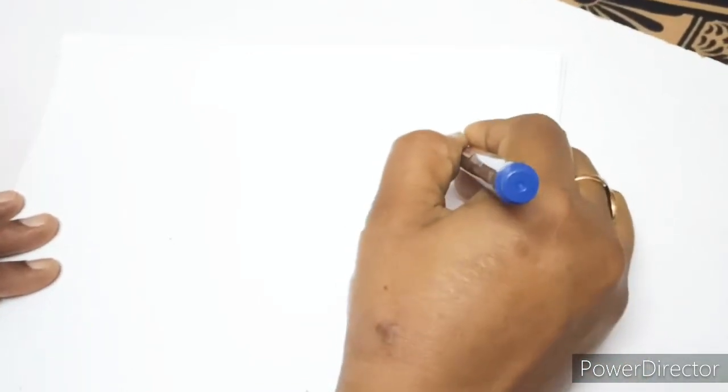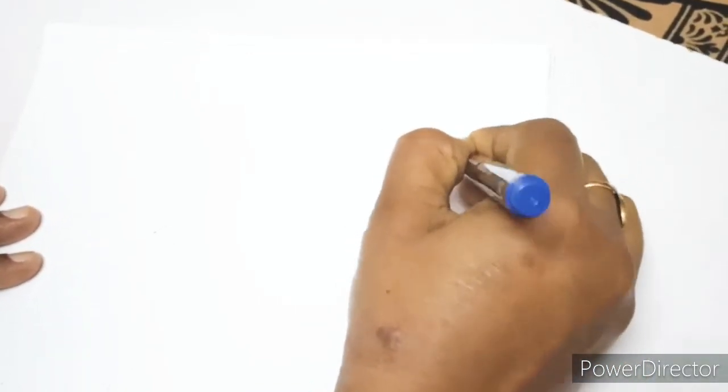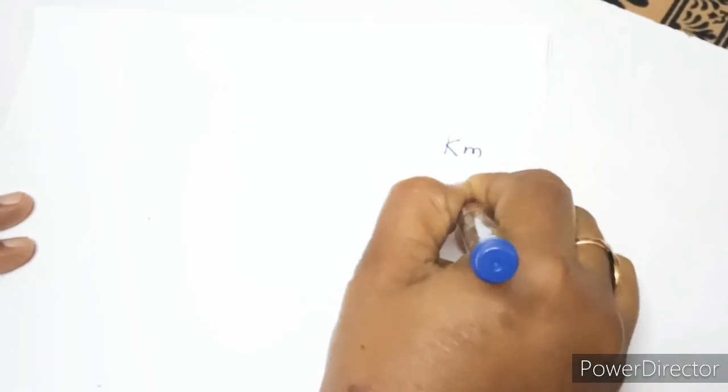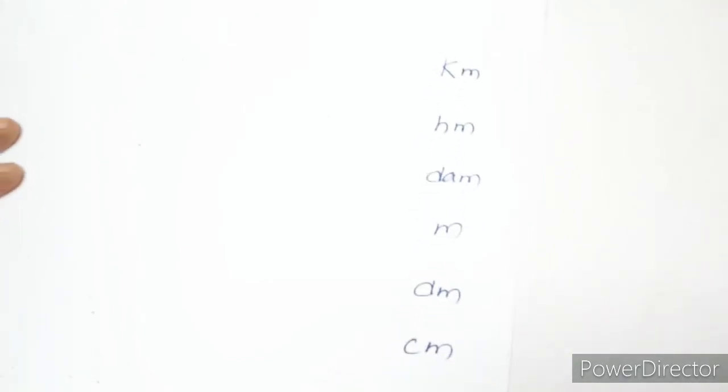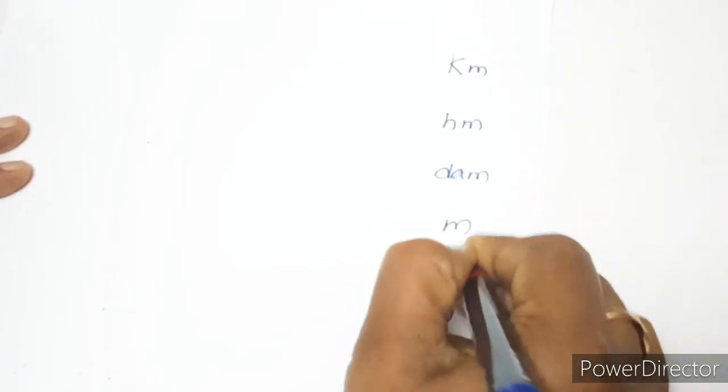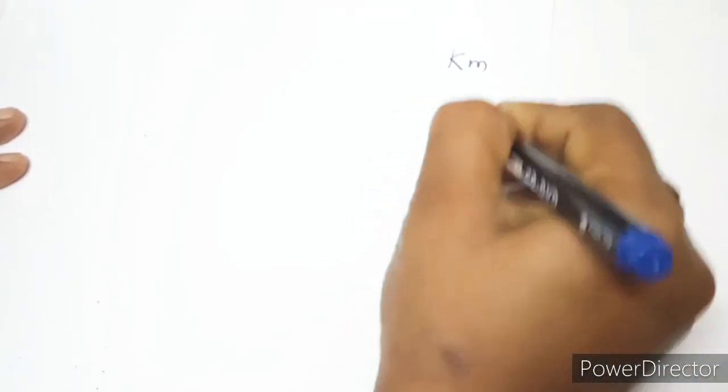And now today we are going to learn how to convert from smaller unit to bigger unit and bigger unit to smaller unit. Before that, first of all, we'll arrange all these in the order: kilometer, hectometer, decameter, meter, decimeter, centimeter, and millimeter. Now we'll see how to convert from higher unit to smaller unit and smaller unit to higher unit.